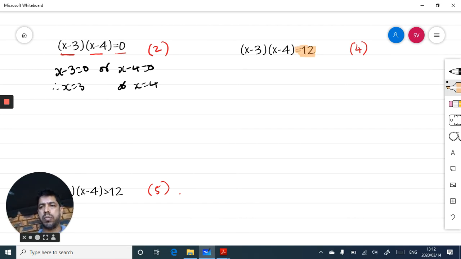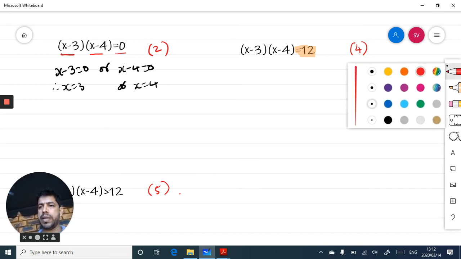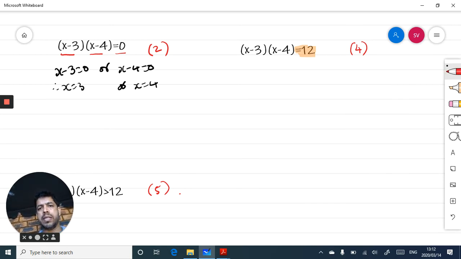The most common problem you boys and girls experience here, or write in the exam or test, is this: it's x minus 3 times x minus 4 equals 12. The way you used 0, x minus 3 equals 12 and x minus 4 equals 12, is a wrong concept. You can't equate these 2 brackets to 12 when you have any number other than 0.